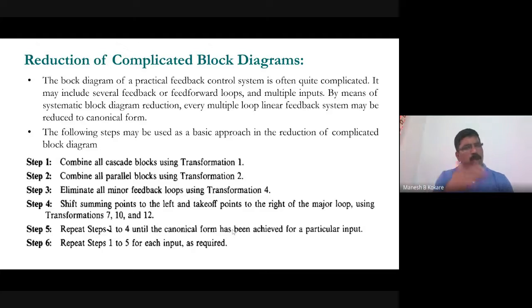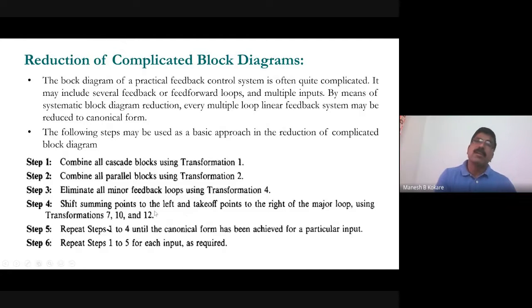If those two blocks are not connected in cascade, then see if two blocks are connected in parallel, then add them algebraically. If cascade is not there and parallel is not there, then what you have to do is see whether two blocks are in a loop. If they are in a loop, reduce them into a single block. So that is your step 3.